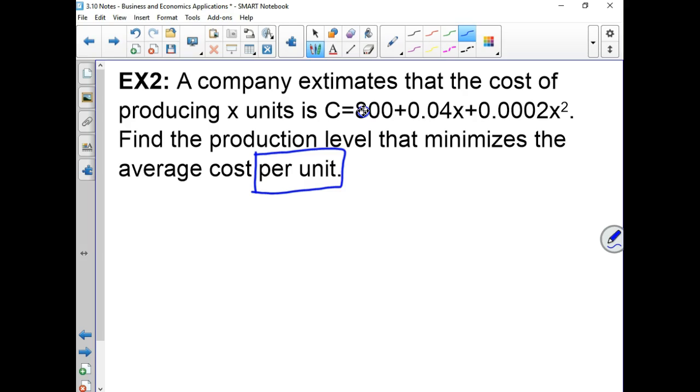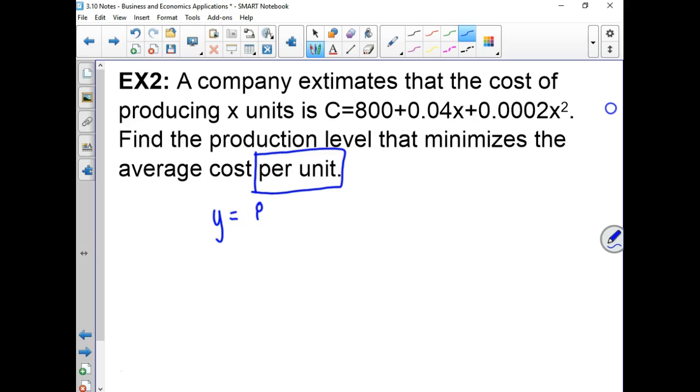However, at some point you're going to reach the point where maybe you're having to pay your workers overtime because they're working so much, or you're having to fix your equipment because it's overused, where the cost may go back up. So we're looking for the cost per unit. This C right here tells us the total cost. So if we want the cost per unit, we're going to have to make an equation. I'm just going to call it y.